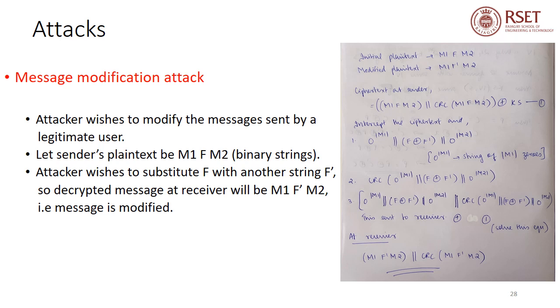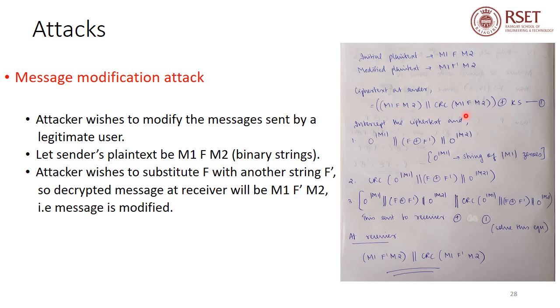So assuming that the initial plain text was M1 F M2 and the modified plain text needs to be M1 F dash M2, what the attacker is going to do is intercept the ciphertext coming from the sender, which is in the form M1 F M2 concatenated with the cyclic redundancy check value of M1 F M2, which is the whole, and this full thing is XORed with the key stream. Suppose this is equation 1.